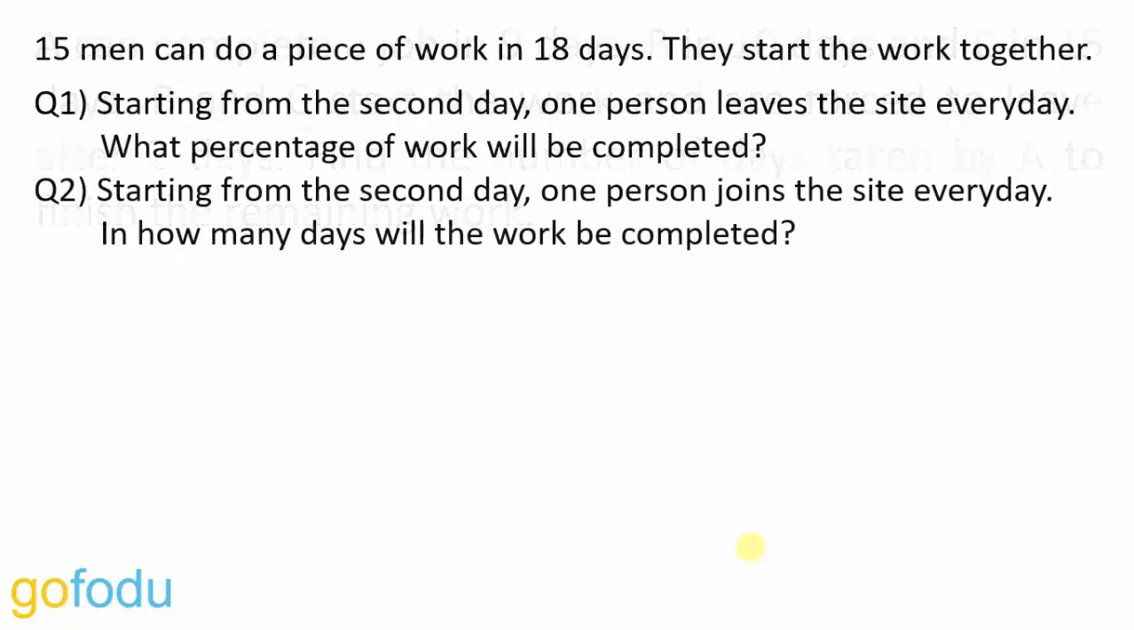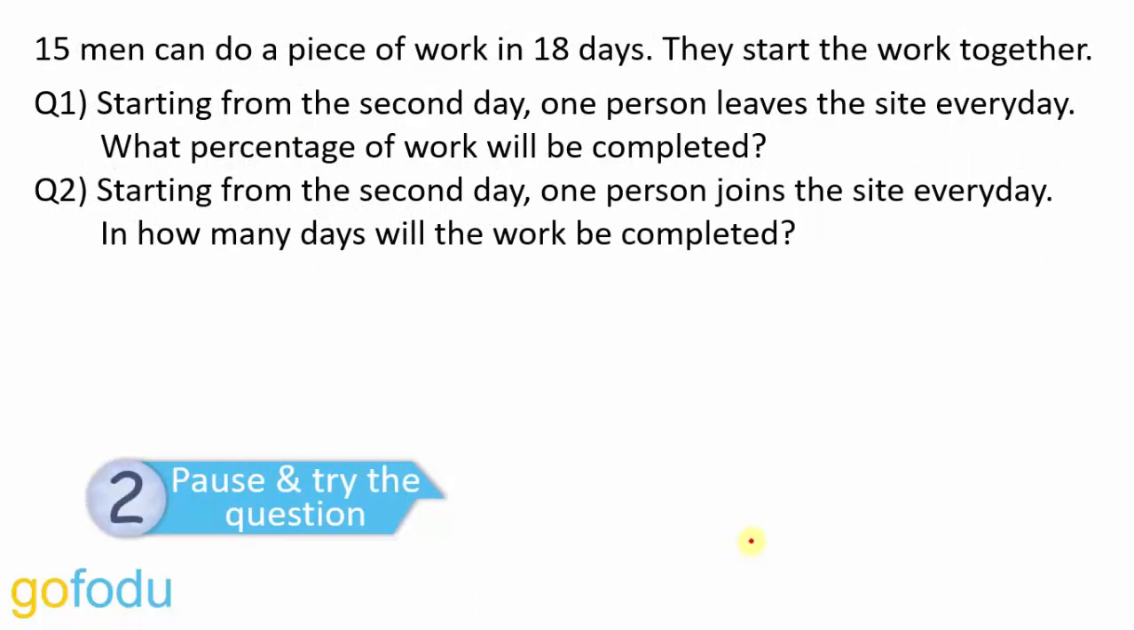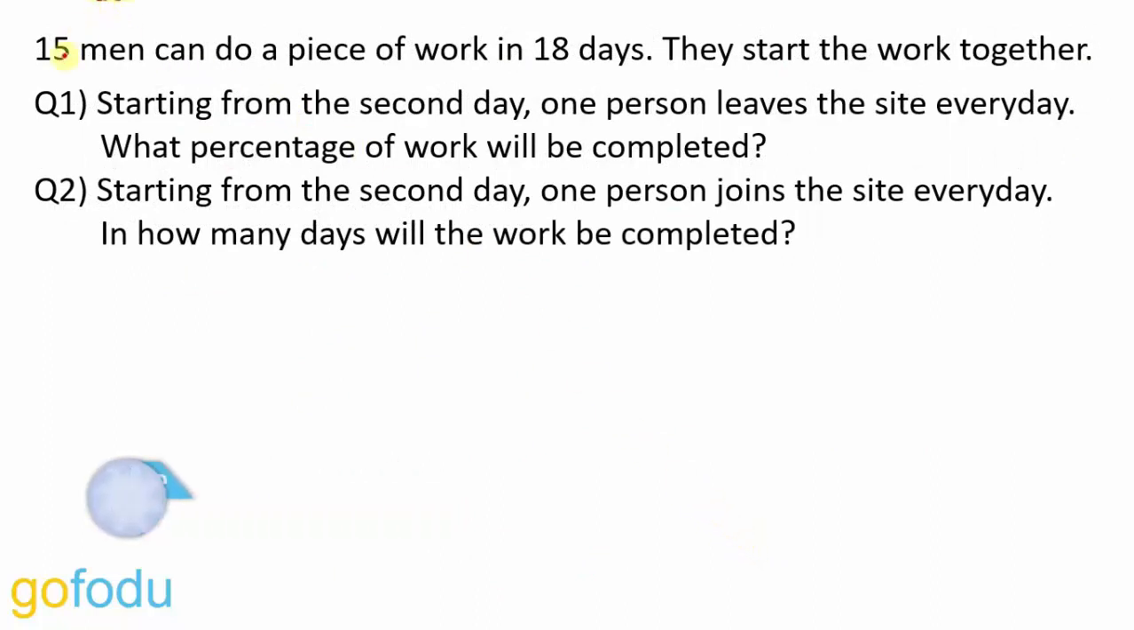Now next question uses concepts of arithmetic progression. 15 men can do a work in 18 days. They start working together and starting from the second day, one person leaves the site every day. What percentage of work will be completed?